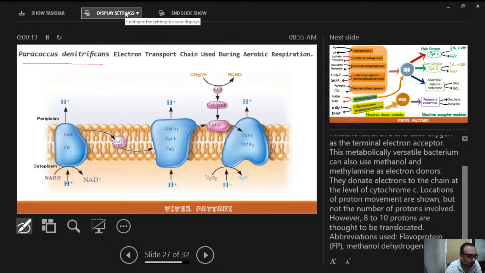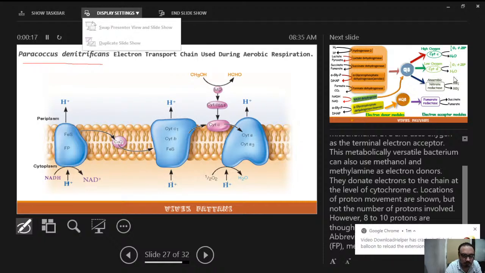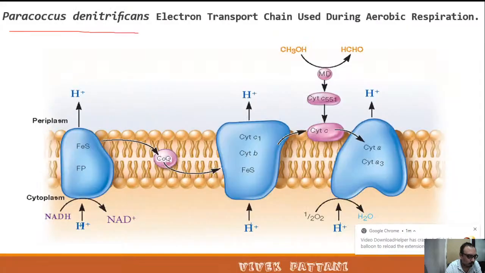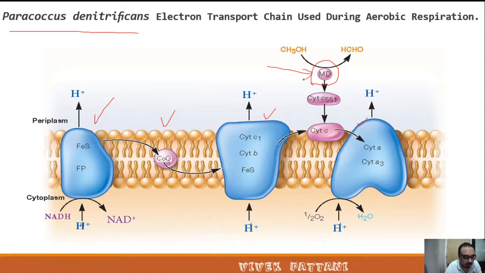Now moving forward with the Paracoccus denitrificans, you can see the process is similar: coenzyme FES complex, coenzyme Q complex, almost similar, cytochrome C FES, cytochrome A3. But in this system you can clearly see the presence of the enzyme methanol dehydrogenase, and this is how the system in bacteria differs from the other electron transport chains.